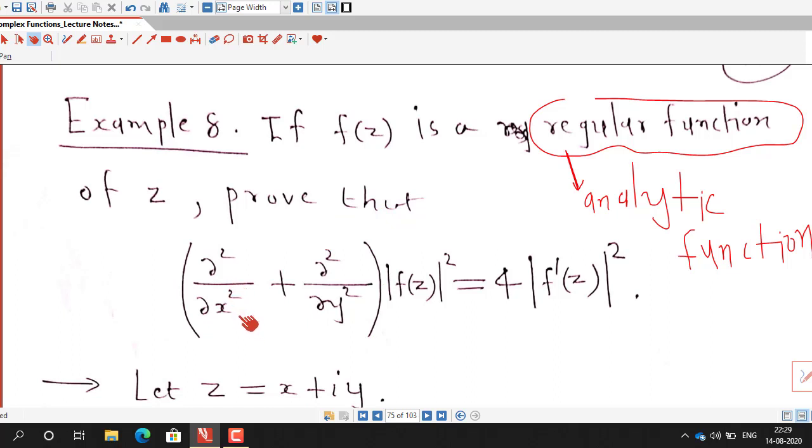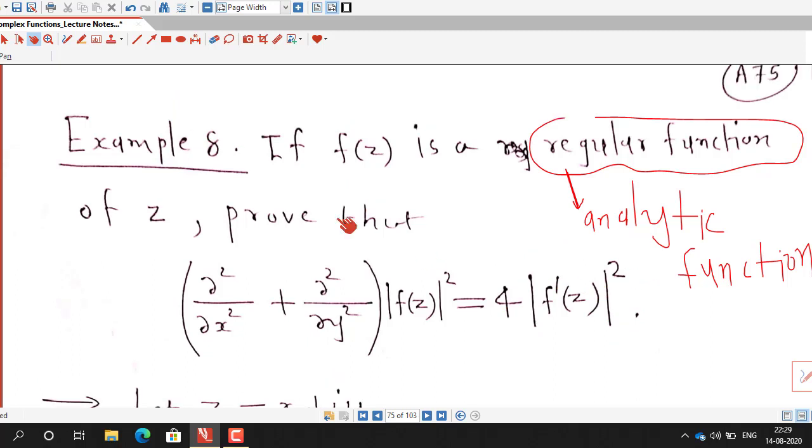Del square by del x square plus del square by del y square of modulus of f of z whole square equals 4 into modulus of f dash z whole square. So first we find the expression for this in terms of z, because we are applying this to the function of z. So first we simplify this, or we obtain some expression for del square by del x square plus del square by del y square in terms of z.